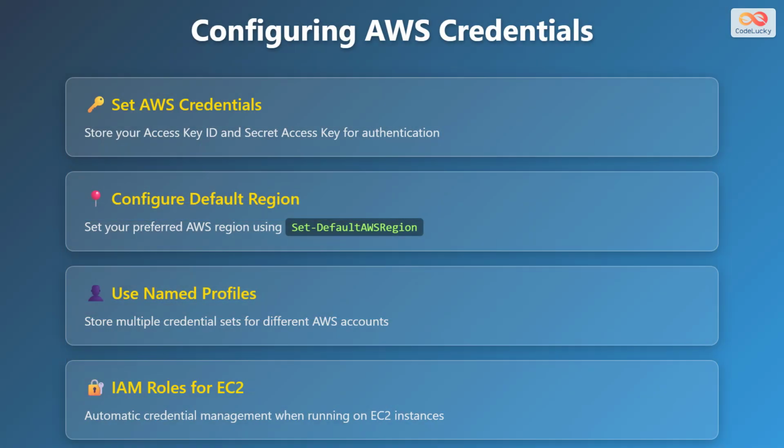Before you can start managing AWS resources, you need to configure your credentials. There are several ways to do this. You can set AWS credentials by storing your access key ID and secret access key for authentication. You should also configure your default region using Set-DefaultAWSRegion to specify which AWS region you want to work with by default. Named profiles allow you to store multiple credential sets for different AWS accounts, making it easy to switch between them. If you're running PowerShell on an EC2 instance, you can use IAM roles for automatic credential management without storing keys locally.